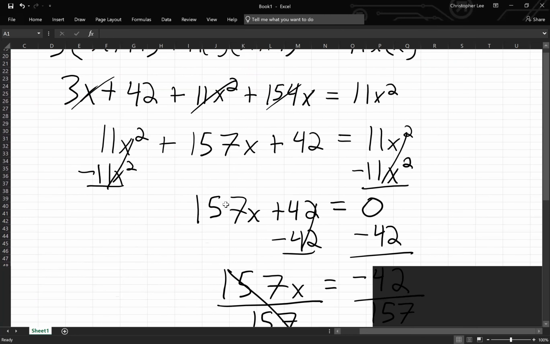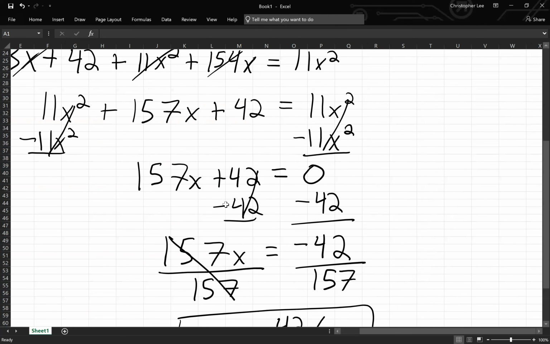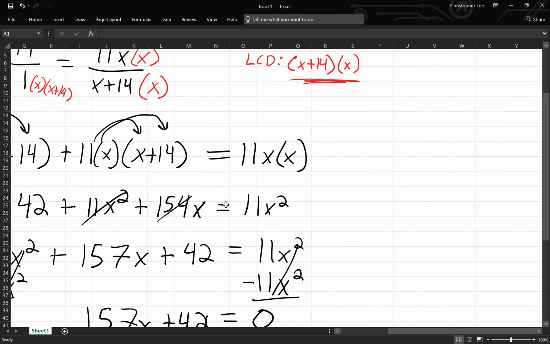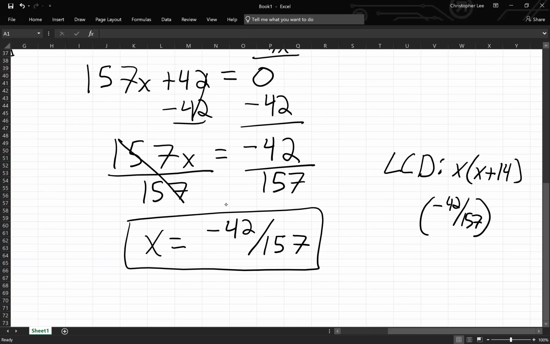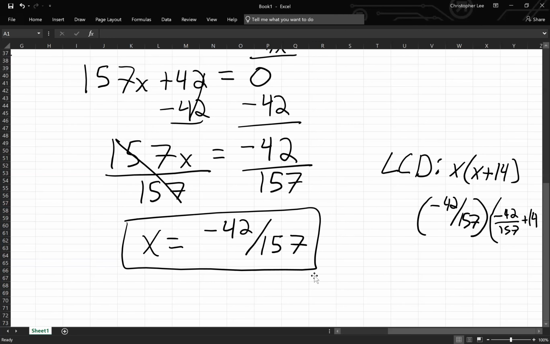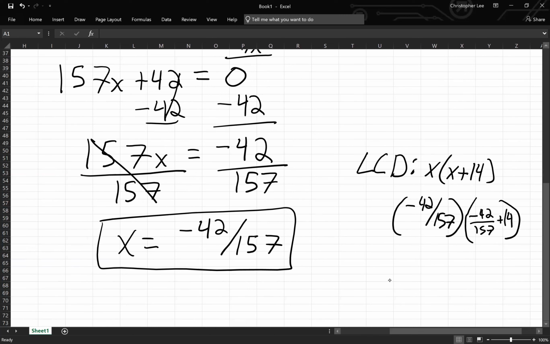So an easy way to do it if you don't feel like doing all that checking work is to check the LCD. So we know that the LCD is x times x plus 14. If you were to plug in negative 42 over 157 times negative 42 over 157 plus 14, if you plug that into the LCD, I'm not even asking you for an answer. Is this answer gonna be 0?